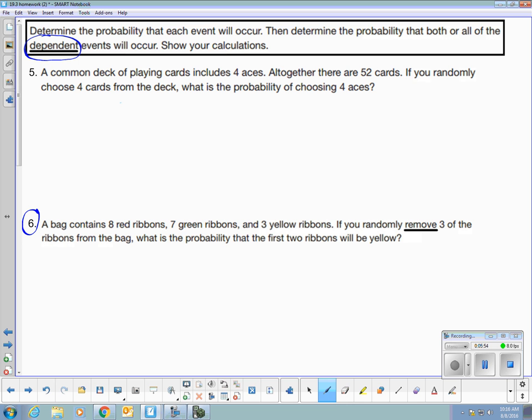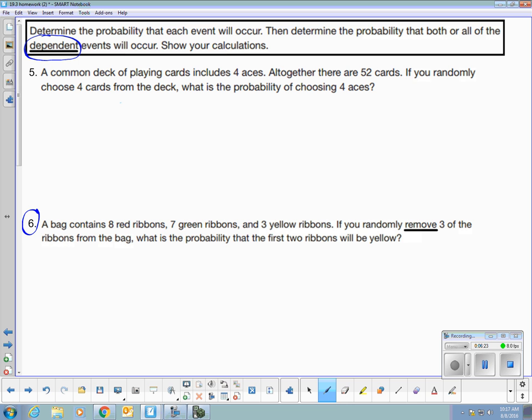A bag contains 8 red ribbons, 7 green ribbons, and 3 yellow ribbons. If you randomly remove 3 of the ribbons from the bag, what is the probability that the first 2 ribbons will be yellow? So the reason why we call this a dependent is as we remove 1 ribbon, we do not put it back in. We do not replace it into the bag. So that drops the number of total outcomes. So that's why we call this a dependent event.